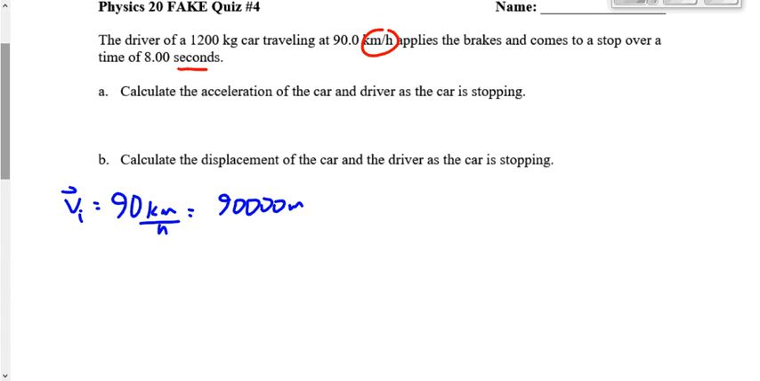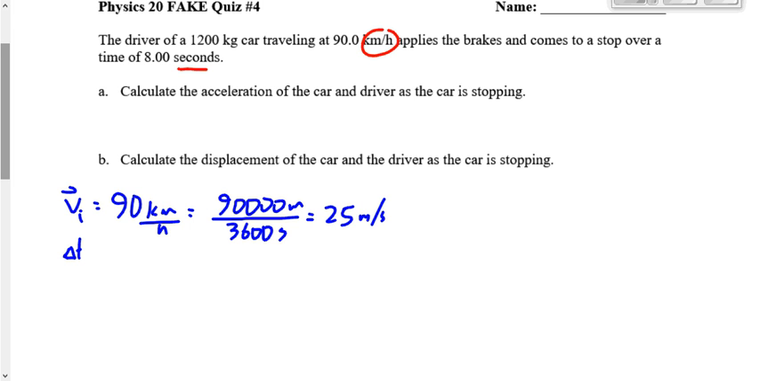That's 90,000 meters, right? 90 kilometers on the top or 90,000 meters on the top. On the bottom, we have 1 hour, but 1 hour is 3,600 seconds. So I'm going to multiply by 1,000 to get meters on the top, and then multiply by 3,600 on the bottom, which is the same as dividing by 3,600. Multiply by 1,000, divide by 3,600. That gives me, I think it's 25 meters per second. v_i is 25 meters per second.